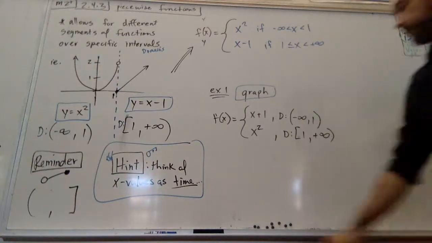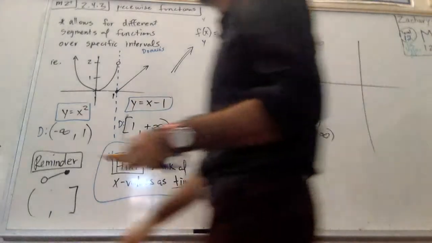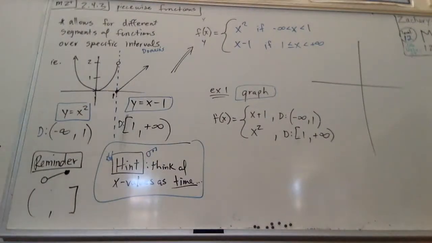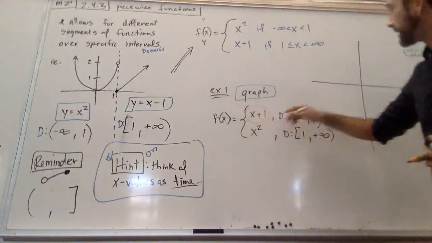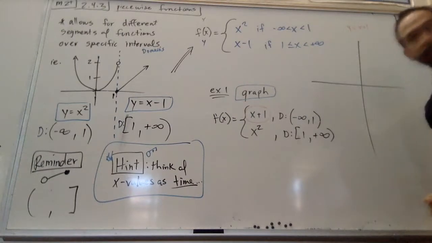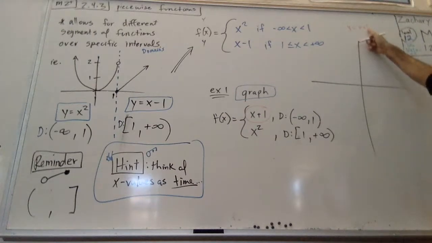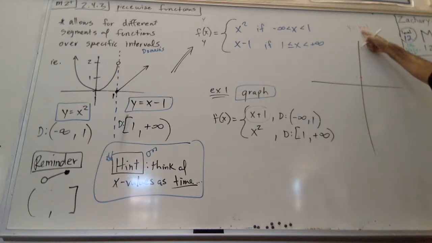Let's try to graph this now. So, let's see. Okay. Let's graph this one in red. Essentially, this is y is equal to x plus 1. So, y-intercept at 1. Slope, 1 over 1. Up 1 over 1.